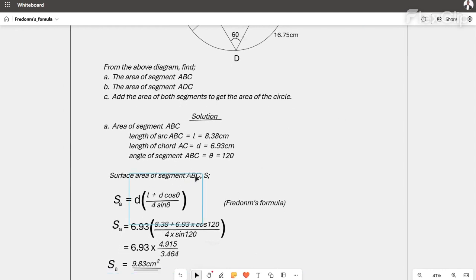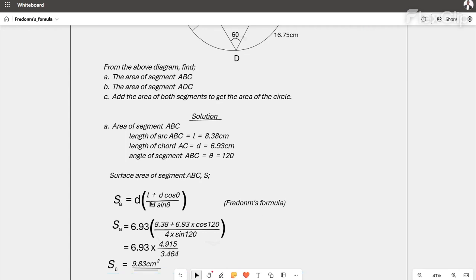Area of segment ABC. Let's call the area of segment ABC SA, which is the area of this minor segment. SA is equal to D times open bracket L plus D cos theta all over 4 times sine theta close bracket. This formula you're seeing here is called Fredom's formula. And as you can see, our topic says unified formula for area of a segment.